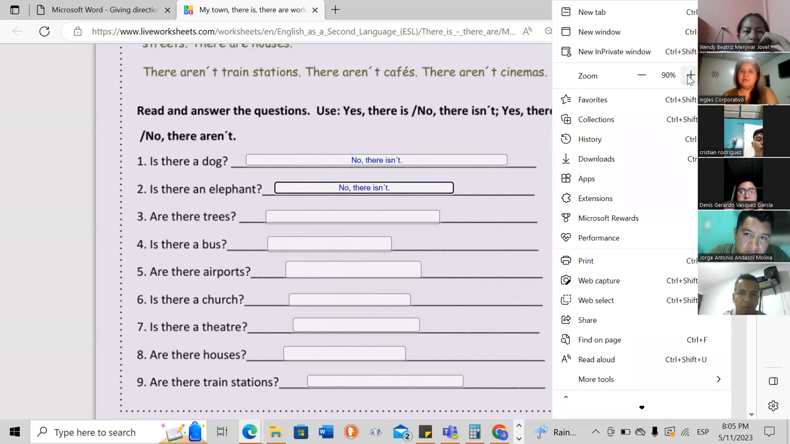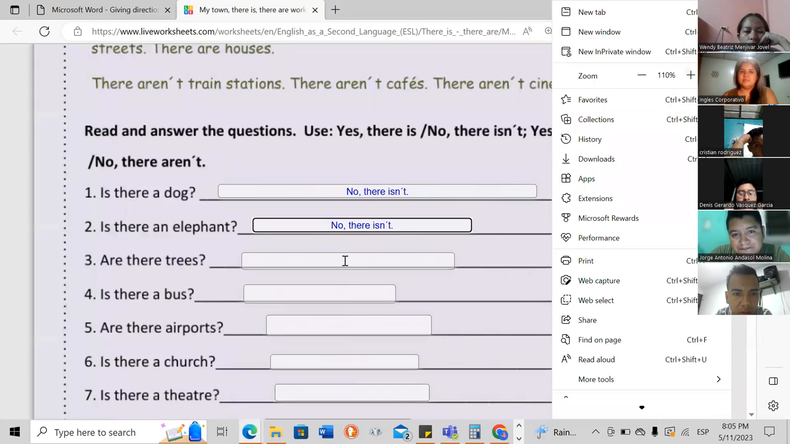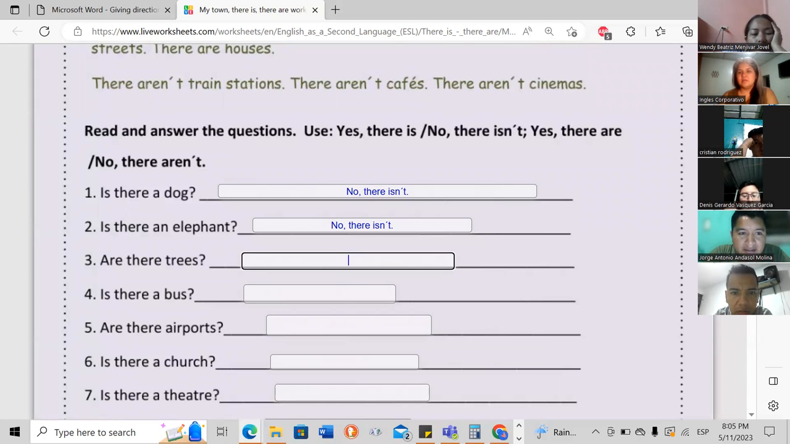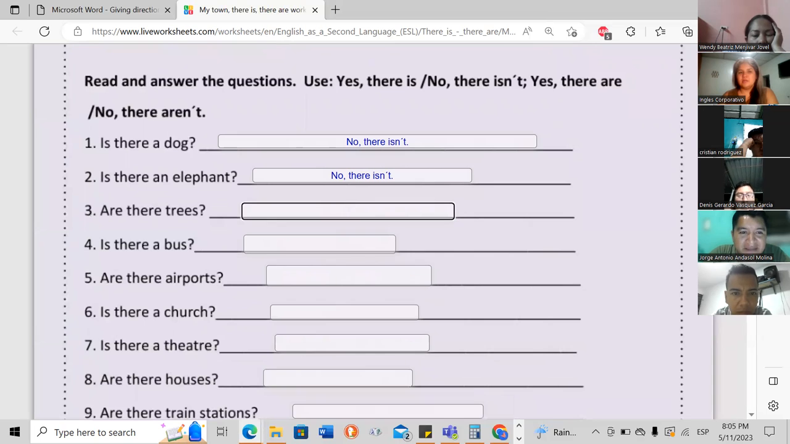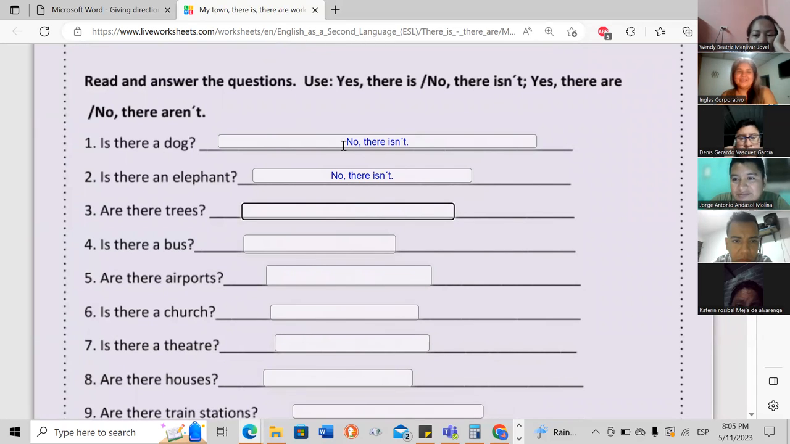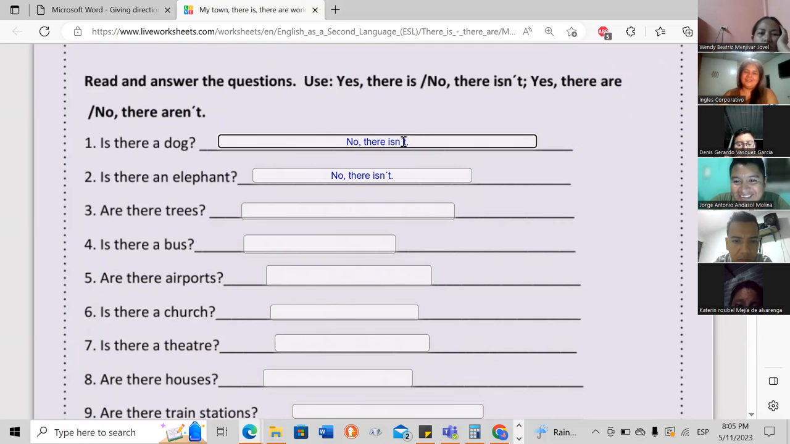Teacher. Yes? Una pregunta. En la primera está preguntando si hay perro. Ajá. Y sí, hay uno. Hay uno. Where? Ah, sí, ya lo vi. In the house. Yes. There is.